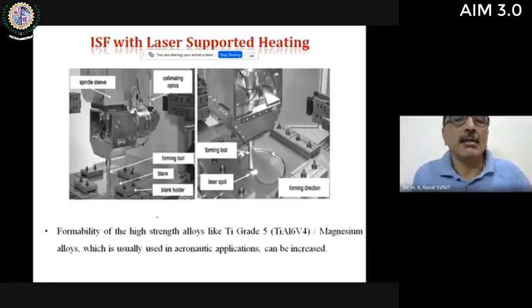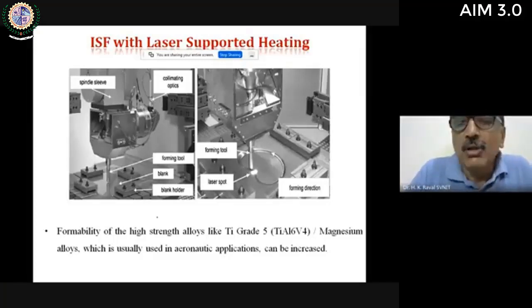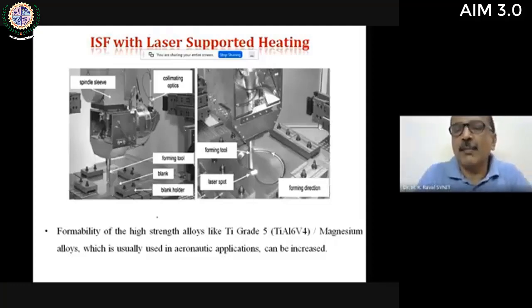There is one more case nowadays people are working on, to handle hard materials which are hard to deform by the very thin tool, because the tool strength may not be sufficient to deform objects of high strength. In that case, some heating has to be imparted before the forming, and that heating can be done by laser jets, laser supports, which makes the sheet a little soft, and thereby the forming can take place. So this is the image of incremental sheet forming with a laser supported heating system.